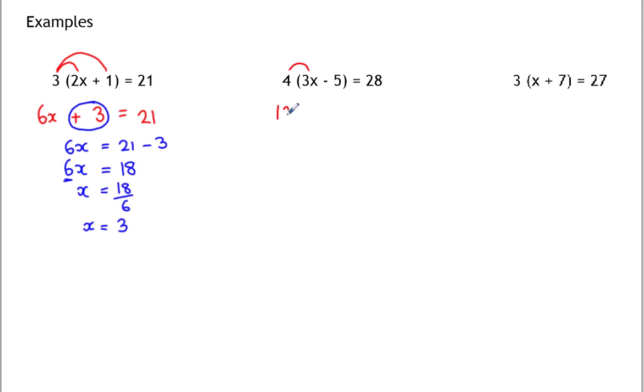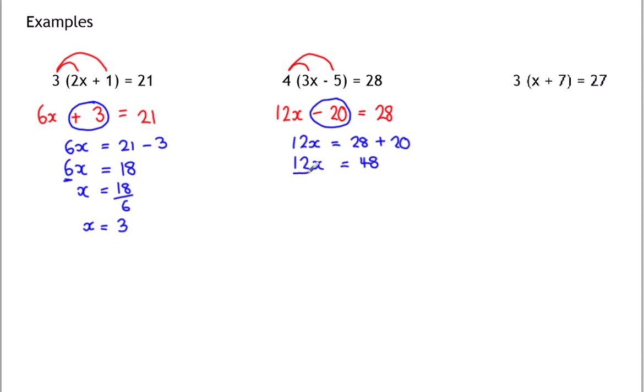4 lots of 3x is 12x. 4 5s are 20, but we've got a plus and a minus, so that's a minus, equals 28. Notice the 28, nothing happens yet because all I've done on the left side of the equation is expand the brackets. Now I can start solving and doing my opposites. So the opposite of taking away 20 is to add 20. So 12x equals 28 plus 20, which is 48.